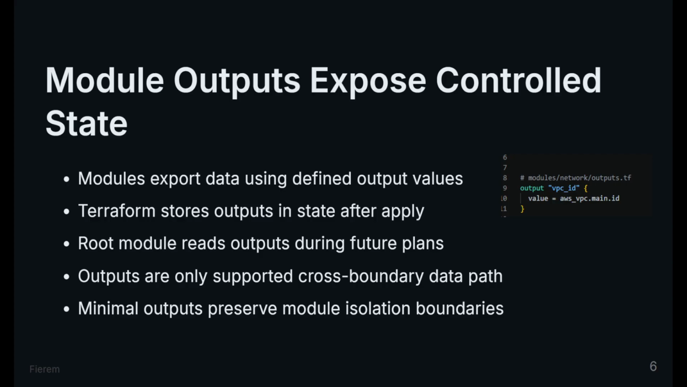Designing outputs determines exactly what downstream configurations can observe. Selecting minimal outputs preserves the isolation created by the module boundary. This preserves the watertight compartment while still allowing controlled data flow.